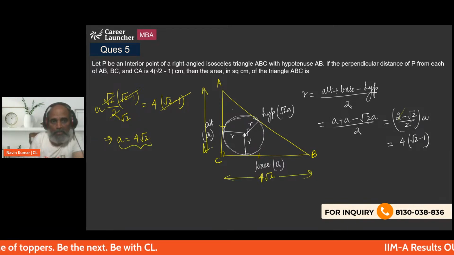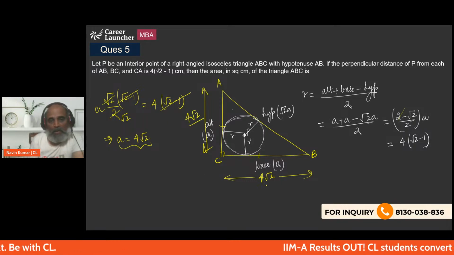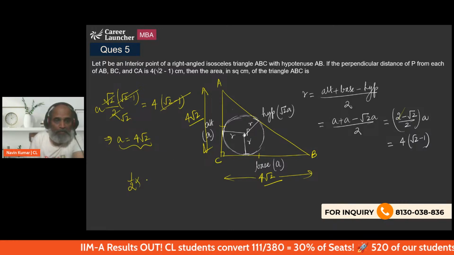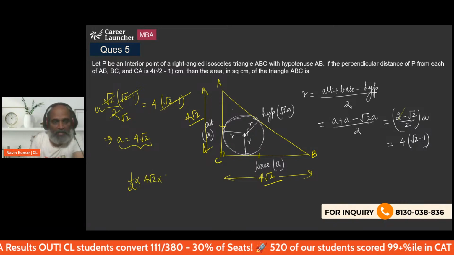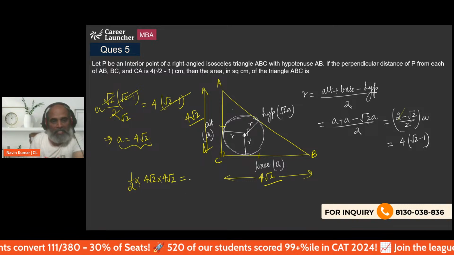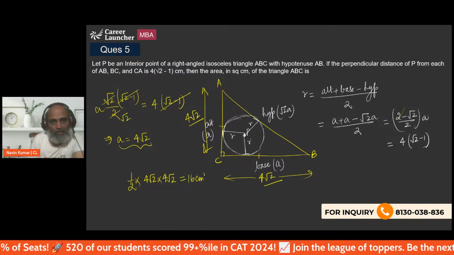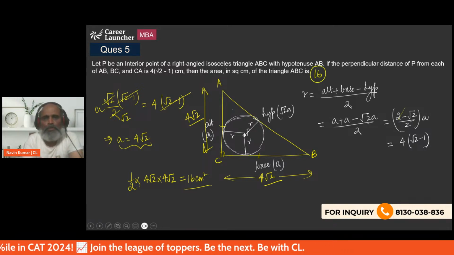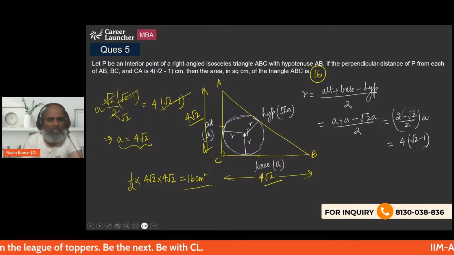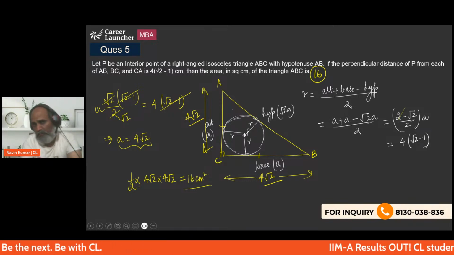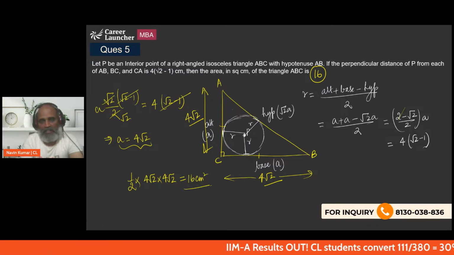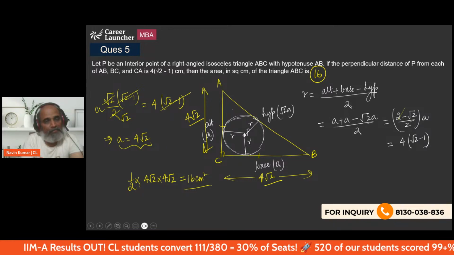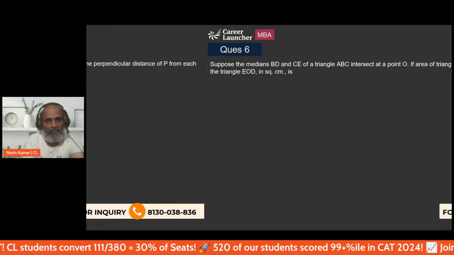The other side is also 4 root 2. How do we calculate the area of an isosceles right angle triangle? It's going to be half times base, which is 4 root 2, into height, which is 4 root 2. So basically, this is going to give us 16 centimeters square. Or we could have calculated using root 2a, which is the hypotenuse. Hypotenuse squared, half of that, is the area of an isosceles right angle triangle. Right? Okay.